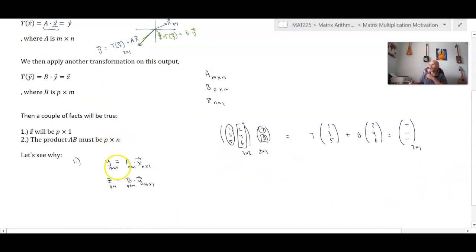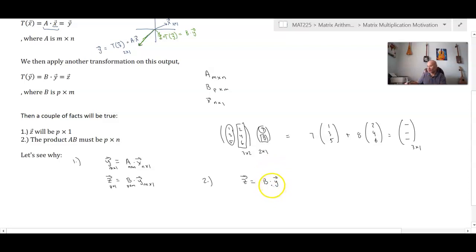Same kind of idea goes with this p by m times n by 1. We're just changing the labels of those dimensions. Now to verify fact 2, since we know that y is Ax and z is By, z is, forgot my vector hats there, z is B times y. Well, I can make a substitution for y.